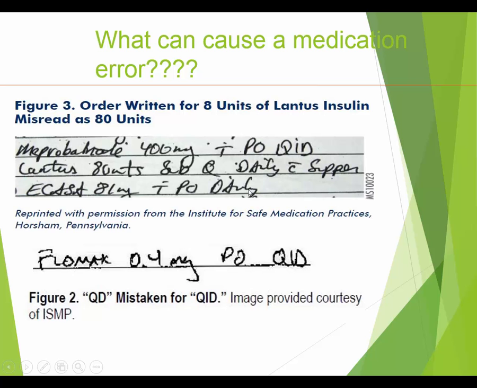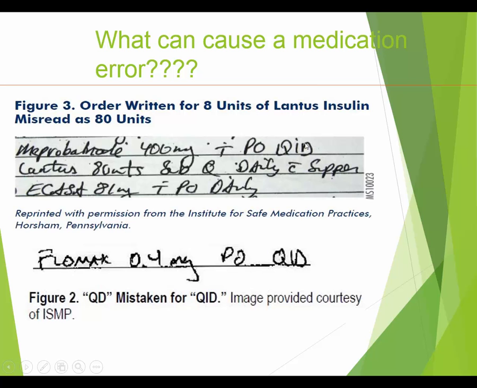Okay? So, some of these abbreviations could be misconstrued. That QID should be written four times a day, because somebody could look at that and think it means QD. Okay? This units needs to be written out more. 80 units needs to be always written out where you can read it, because that could be misconstrued. So there are some things on here, this QID could be mistaken for QD.